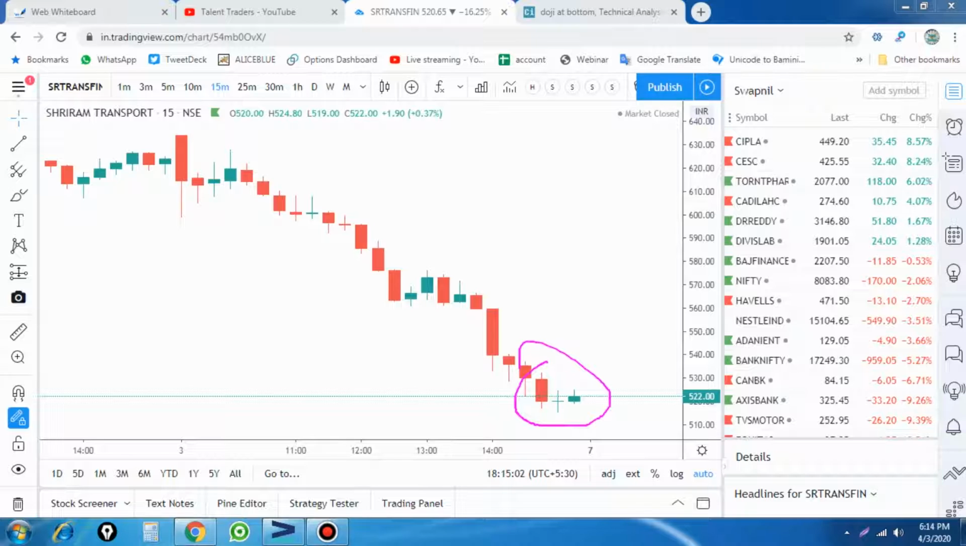Even we can see other videos. When I find a doji at the bottom, I can make a new video for that, and you understand the concept. And a doji at the top is also the same, I can make a new video for that also.